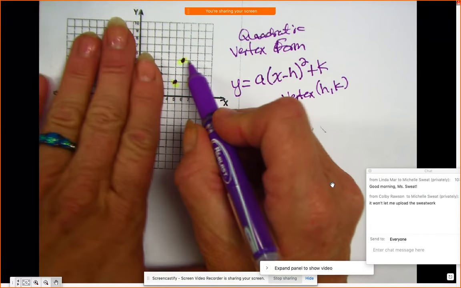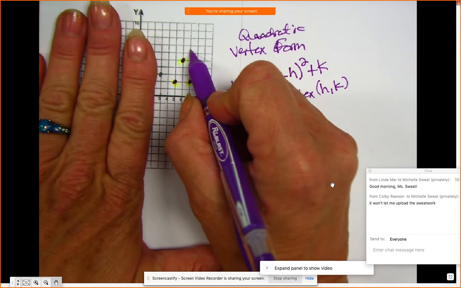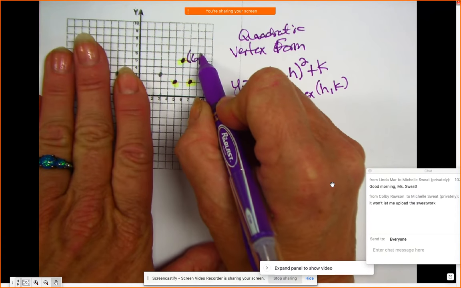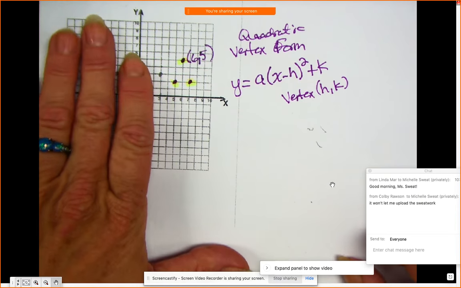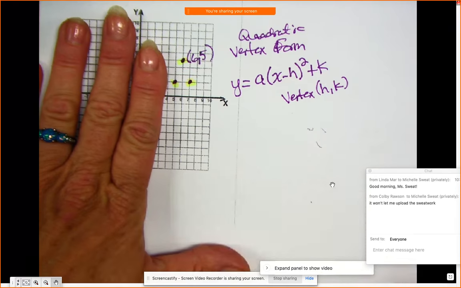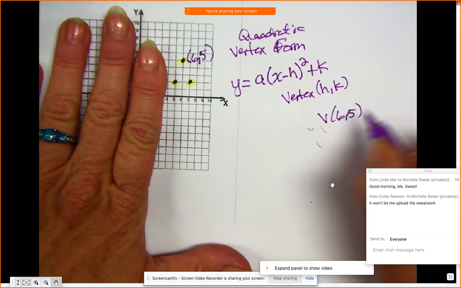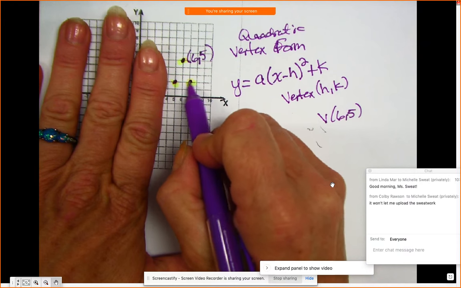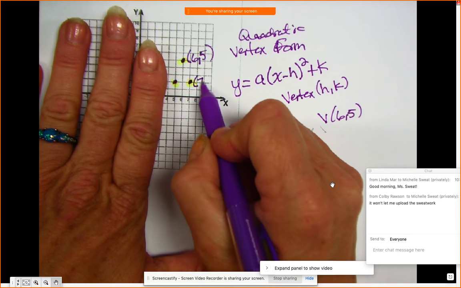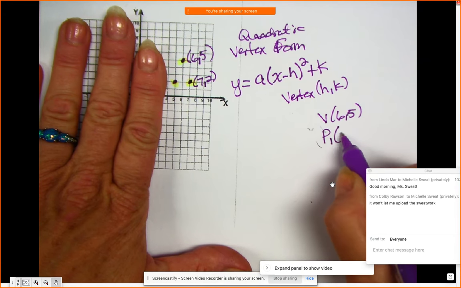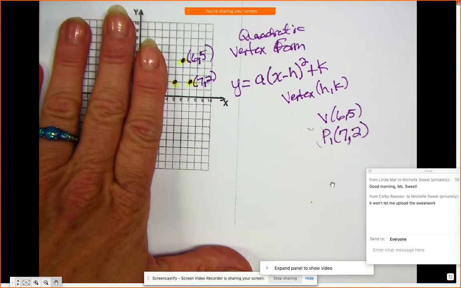I want you to identify the vertex, so I need to label it. When you go into Desmos, if you just click on it, it actually will label it for you. So it's like illegal cheating. You just go click on it. It tells you what it is. So the vertex in this case is 6, 5. The other thing you need to do is label one of the points. If you click on it, you're going to get a 7, 2. So I'm going to say P1 down here stands for a point that's on the graph other than the vertex. It's just one of the points. There's several points on this graph.